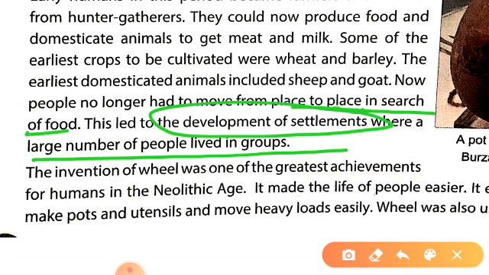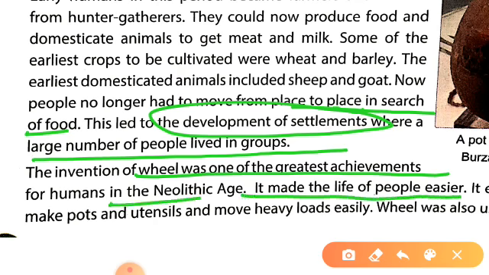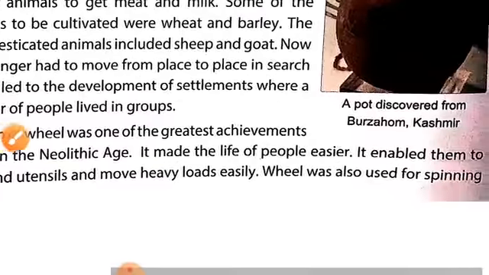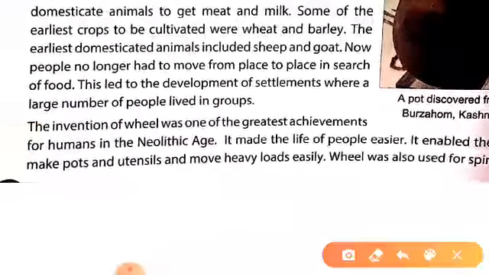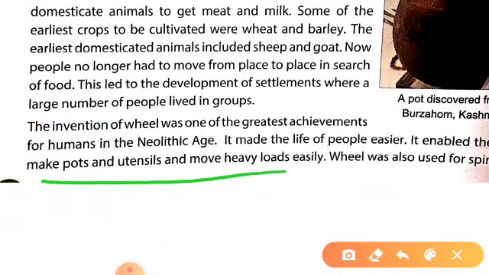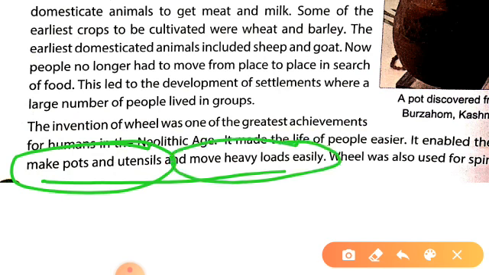The invention of the wheel was one of the greatest achievements in this period. The wheel, which we use for transportation, was used at that time for making pottery by humans in the Neolithic age. It made people's lives easier. It enabled them to make pots and utensils and move heavy loads easily. So they used the wheel for two purposes: one, to make pots and utensils, and the other, to move heavy loads easily.